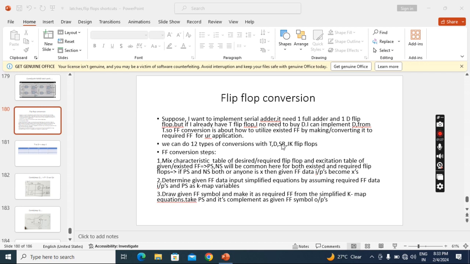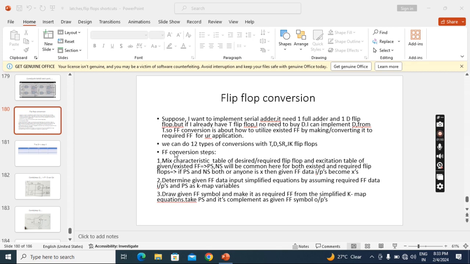Then D to SR and vice versa, D to JK and vice versa, SR to JK and vice versa. Total 12 conversions we can do. Given or existing flip-flop, two names: required or desired flip-flop. So now we'll see the conversion process.